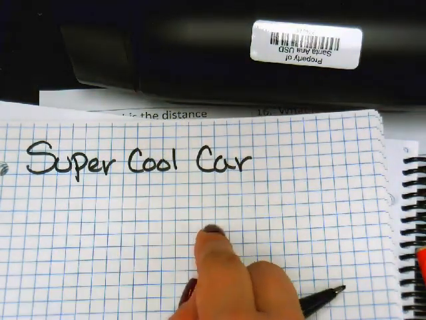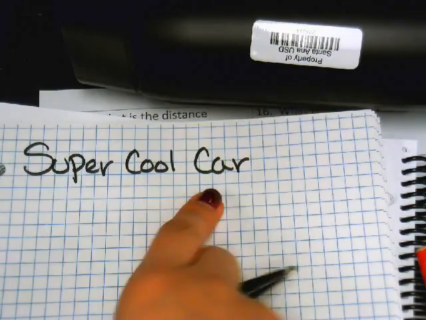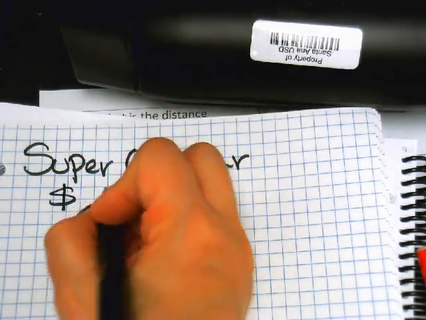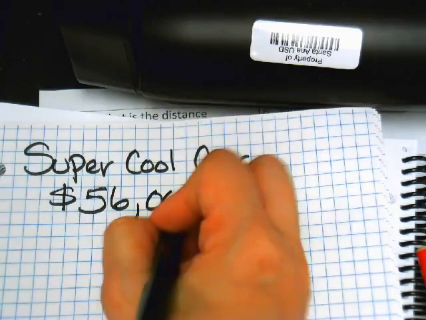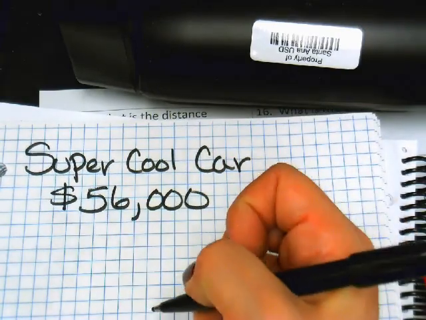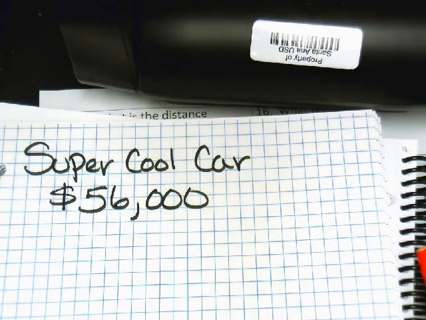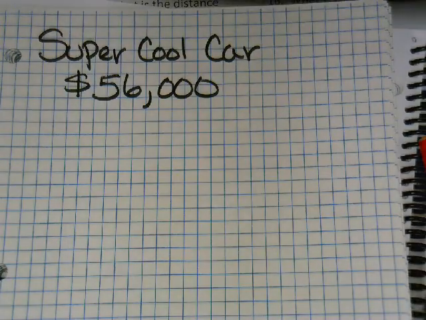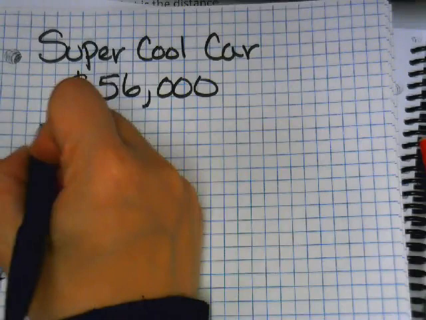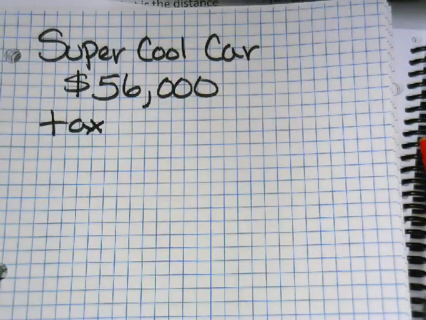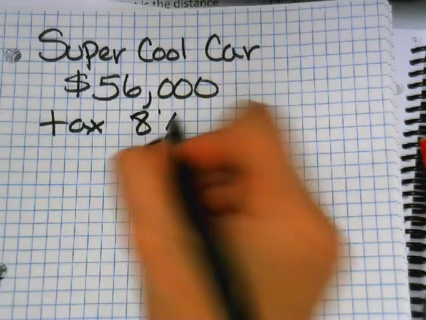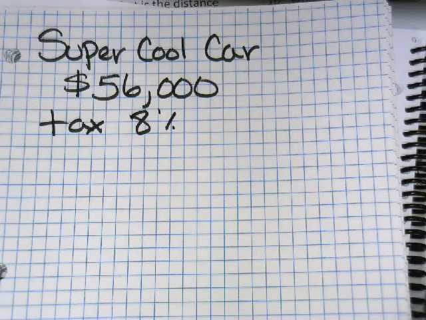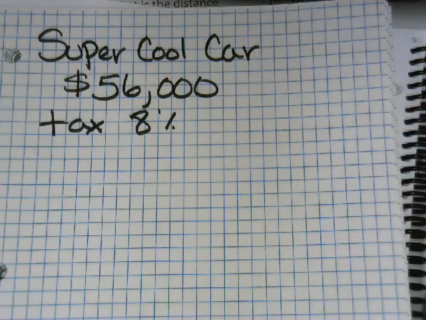Miss Amelia wants to buy a super cool car. Is it like a Prius? Is it an Octane from Fortnite? Okay, $56,000, with 8% tax, just enough to finish this because we're going to use a calculator. So your super cool car costs $56,000, but the tax is 8%.